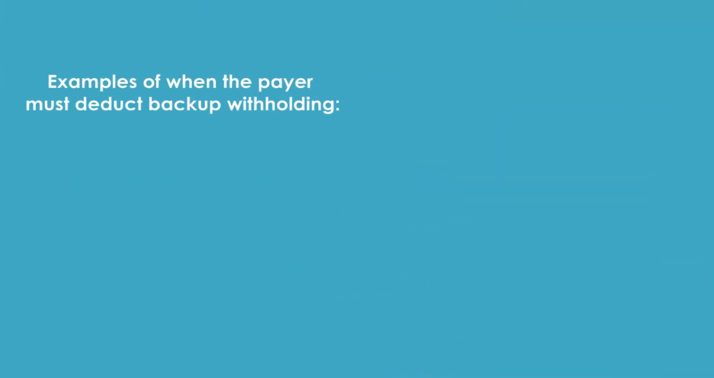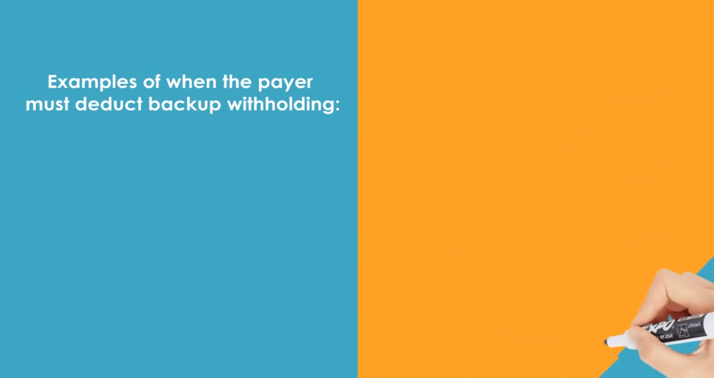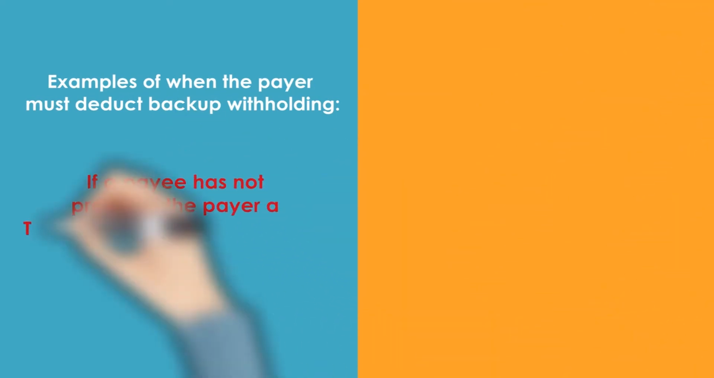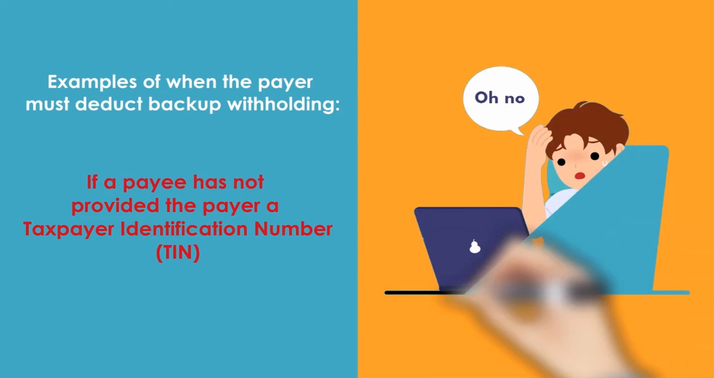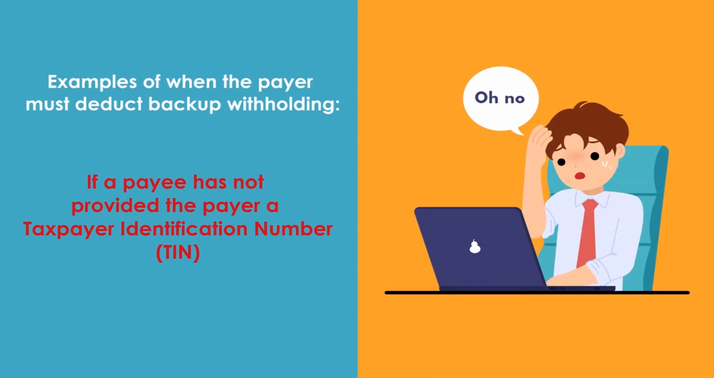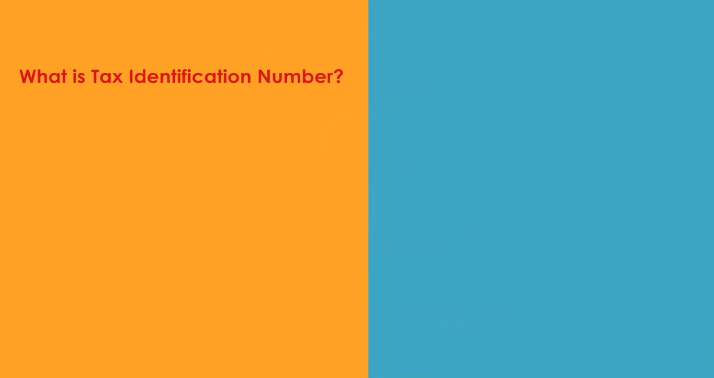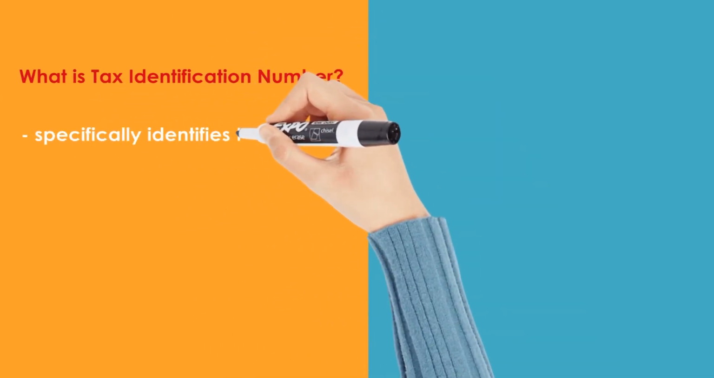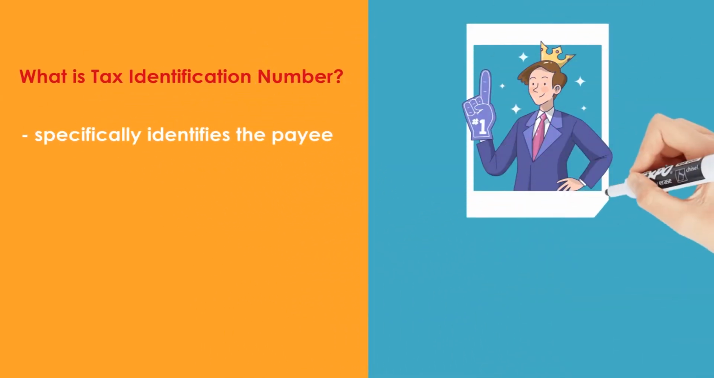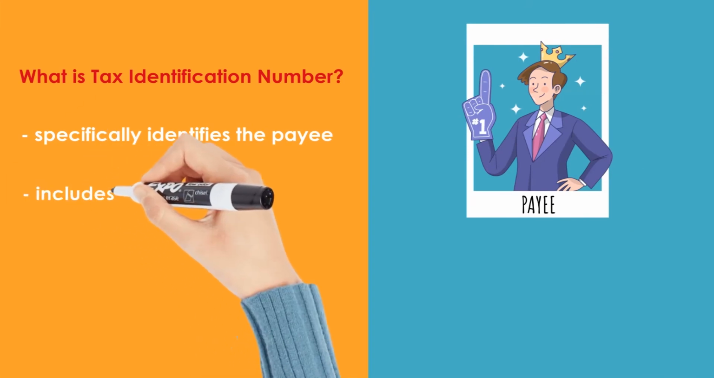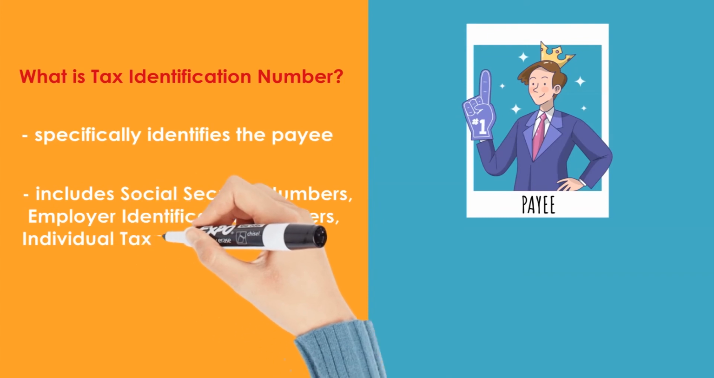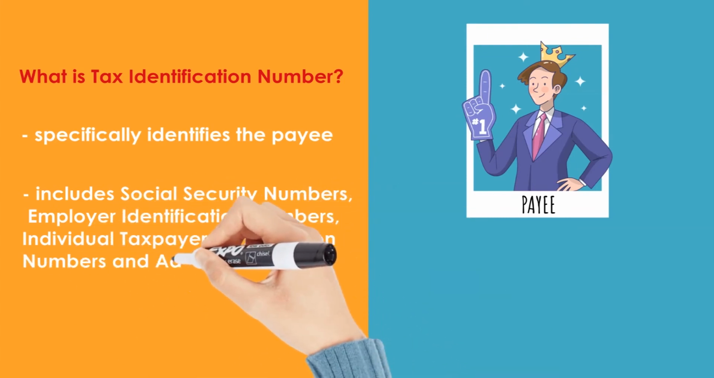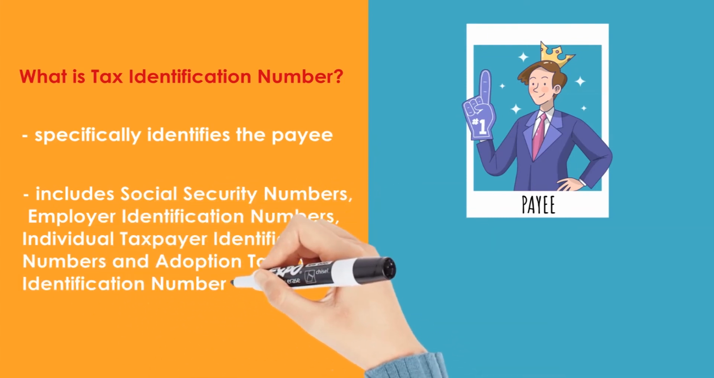Examples of when the payer must deduct backup withholding. If a payee has not provided the payer a taxpayer identification number. A TIN specifically identifies the payee. TINs include Social Security numbers, employer identification numbers, individual taxpayer identification numbers, and adoption taxpayer identification numbers.